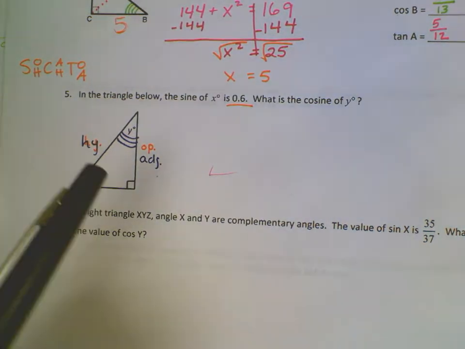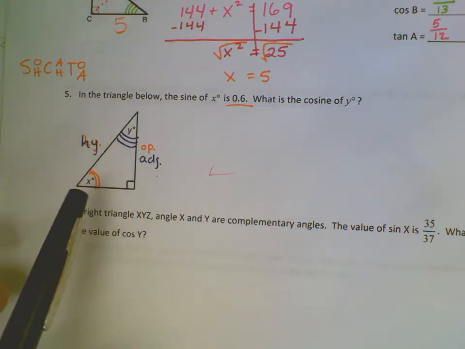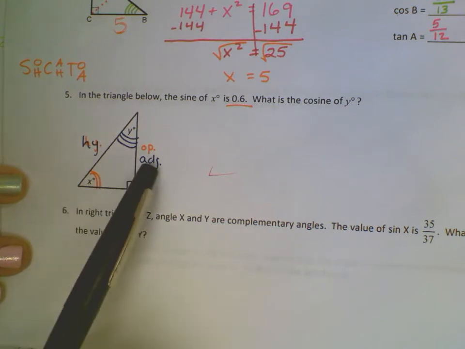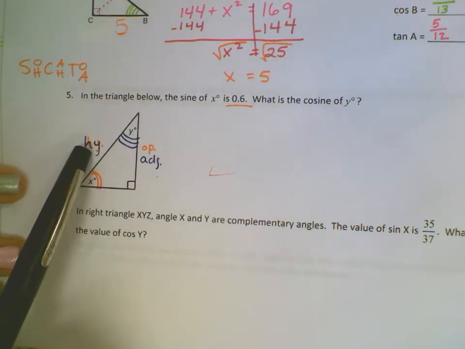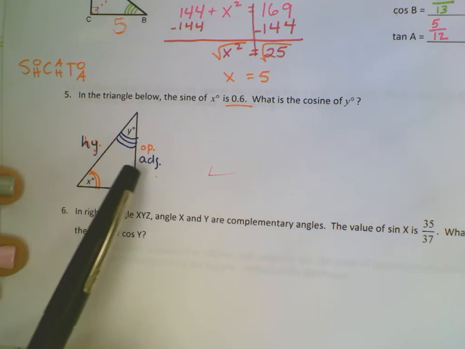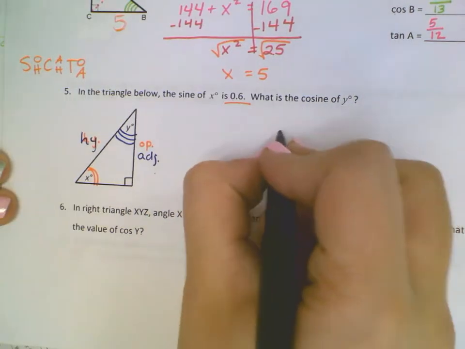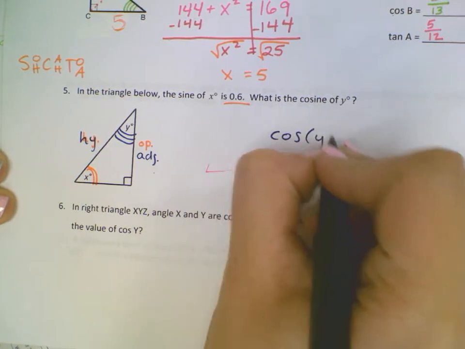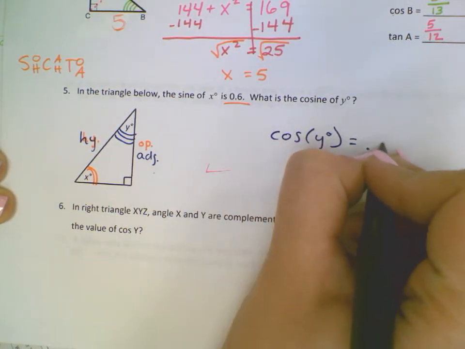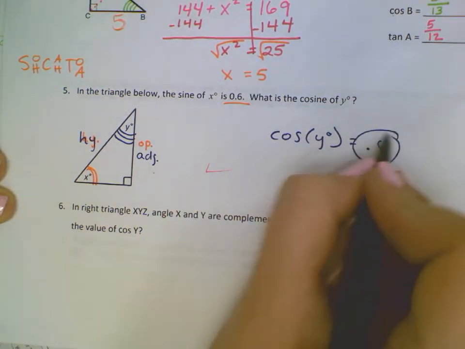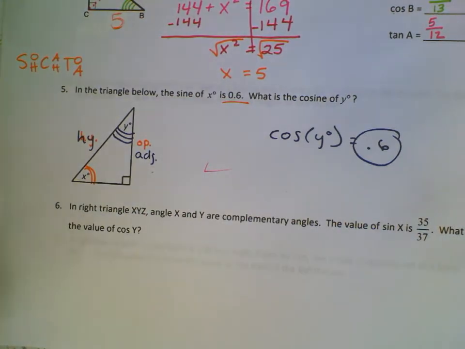So for the sine of x, that will be this side over the hypotenuse. The cosine of y will also be this side over the hypotenuse. So that means that they must be the same. So cosine of y equals 0.6. You can either remember the complements rule or you can sketch it out on your paper.